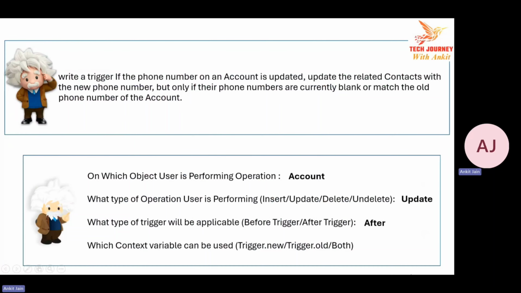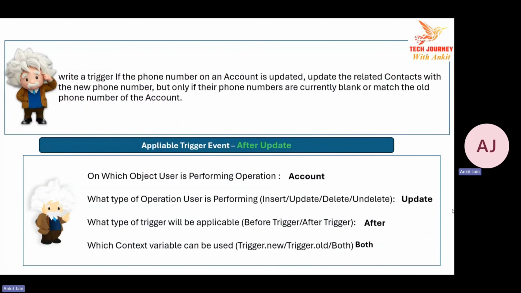And the last question here is which context variable will be used while performing the operation. So here, as we are using update, and while using update we have to consider both the context variables Trigger.new and Trigger.old. The reason being we have to compare the new value with the old value here. Now with this knowledge we can start building our trigger. So the event that will be applicable for this trigger will be the after update event.